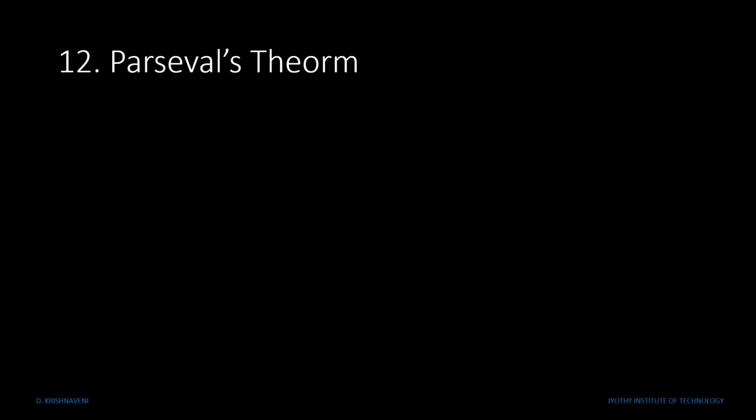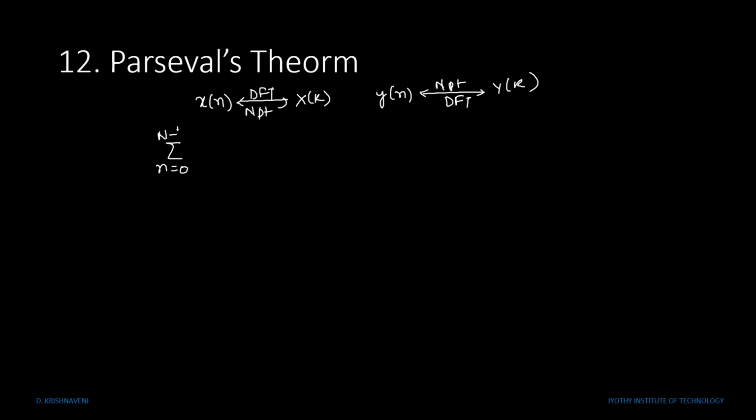Next is Parseval's theorem. For complex valued sequences x of n and y of n, if the DFT of x of n is X of k and the DFT of y of n is Y of k, then Parseval's theorem indicates that summation n equal to 0 to N minus 1 of x of n into conjugate of y of n is equal to 1 by N summation k equal to 0 to N minus 1 X of k into conjugate of Y of k.